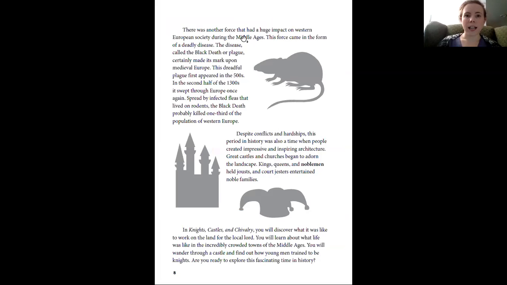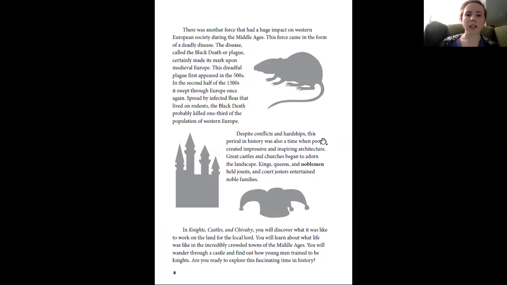There was another force that had a huge impact on Western European society during the Middle Ages. This force came in the form of a deadly disease. The disease, called the Black Death or Plague, certainly made its mark upon medieval Europe. This dreadful plague first appeared in the 500s. In the second half of the 1300s, it swept through Europe once again. Spread by the infected fleas that lived on rodents, the Black Death probably killed 1/3 of the population of Western Europe.